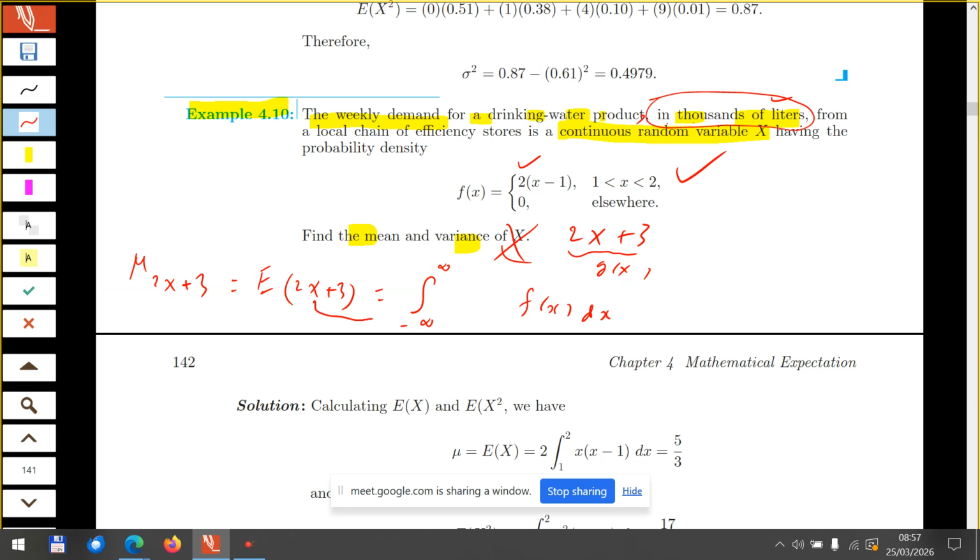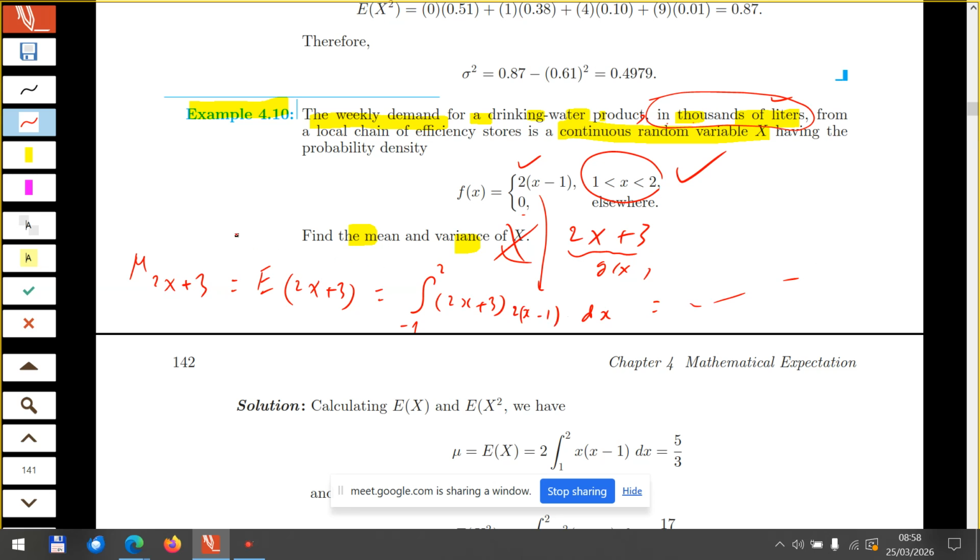And this will be 2x plus 3, 2x plus 3. This density is 0 everywhere except this region 1 to 2, so the limits will be essentially from 1 to 2. And f of x I can replace with 2x minus 1, and the rest you can do yourself.